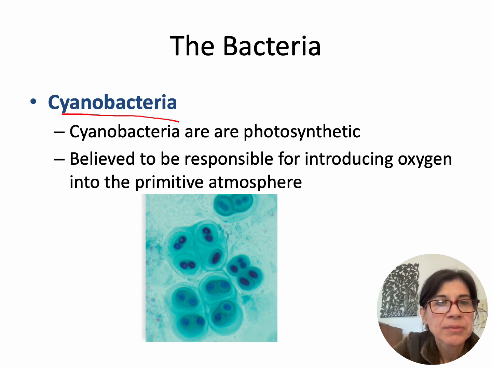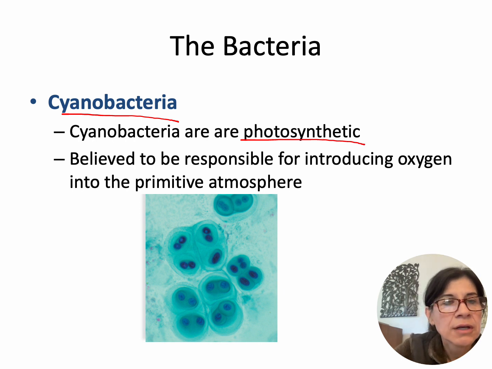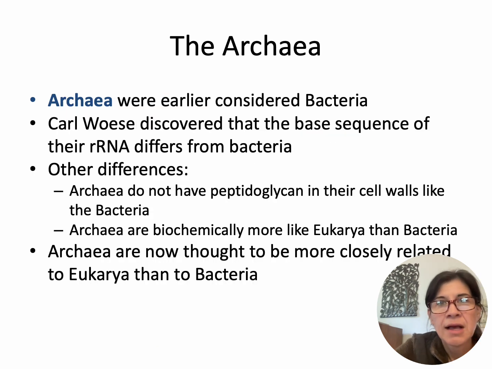I did talk about the cyanobacteria. These are the one type that are photosynthetic versus, right, heterotrophs, which is what the other ones are. And they're believed to be the first organism to release oxygen into our atmosphere. So the primitive Earth did not have oxygen. After the cyanobacteria evolved, they released oxygen.